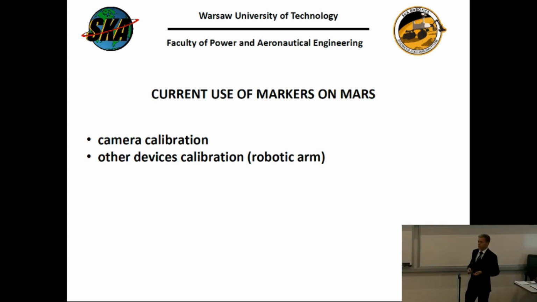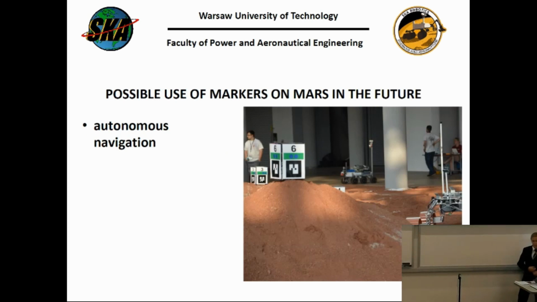But what if in the future Mars was full of autonomous Mars rovers? Would there be any other application of such markers beyond the ones that I already mentioned? I think that such markers could be used for autonomous navigation. For example, on Mars bases where autonomous rovers could approach hubs, could just drive on specific routes and avoid certain obstacles.